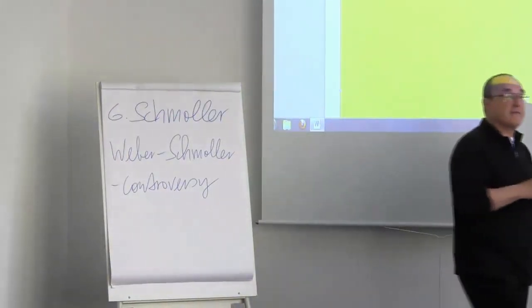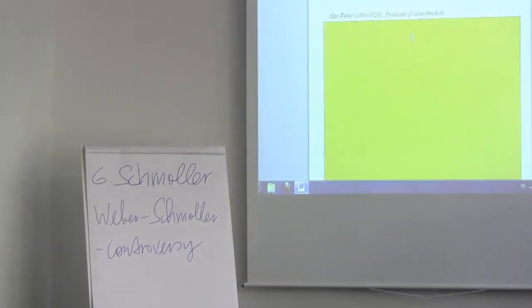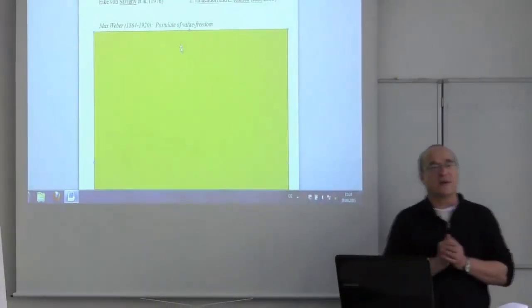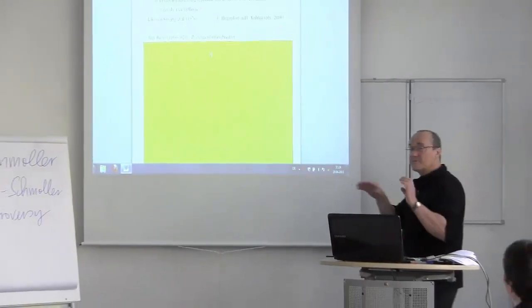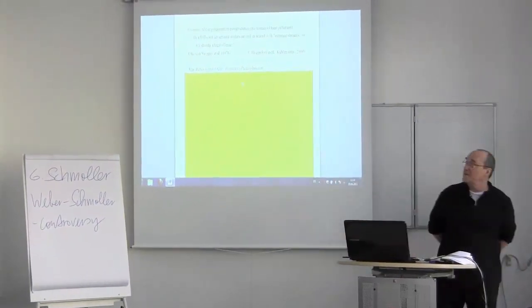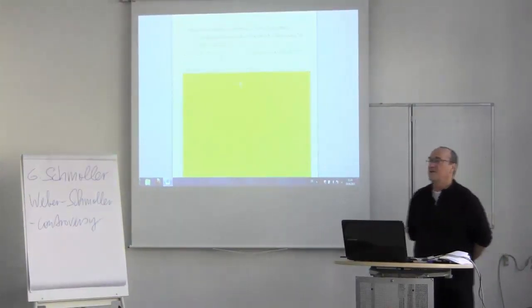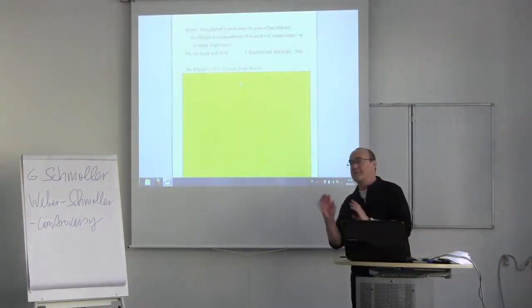Also called the first value judgment debate. Because there was a second value judgment debate in the 60s, and a third value judgment debate took place 20 years ago in the USA, in the English-speaking countries. But this was the first and most important one. So Schmoller, and he was not alone, suggested the following distinction between the natural sciences and the humanities.